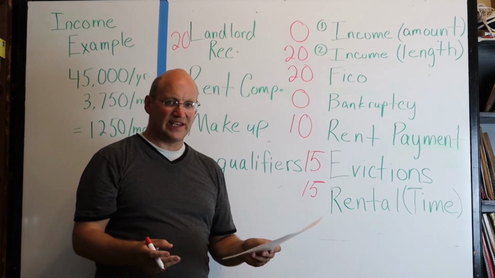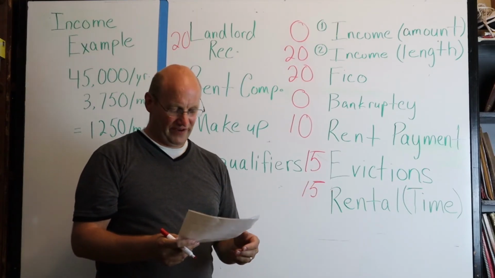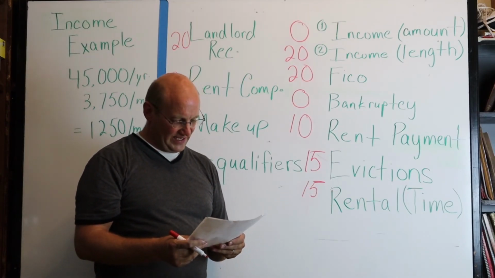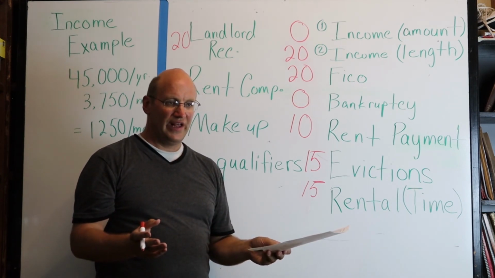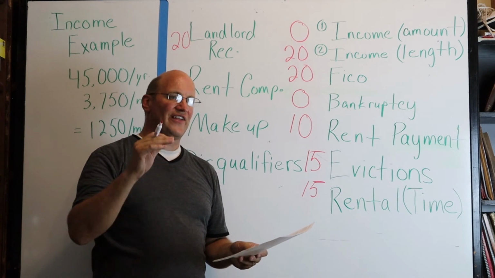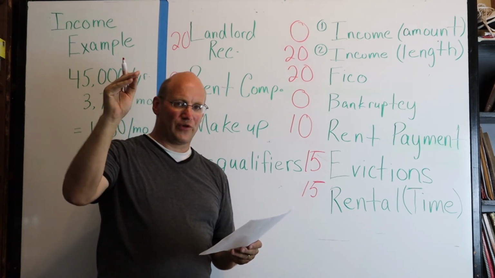And then the last thing is makeup points. In his scoring, he says if you're 90 or above, you're golden. 80 to 90 is kind of maybe, and below 80 is not acceptable. So say somebody gets 77. He says that if you have the makeup points, the one is a cosigner, and it's interesting, they have to have above 700 credit score and own local real estate.